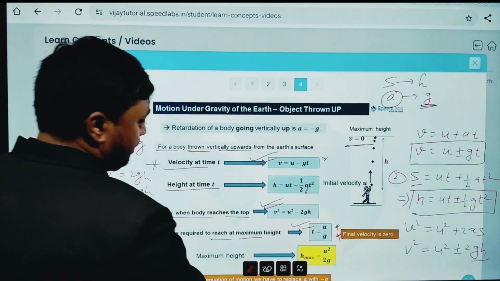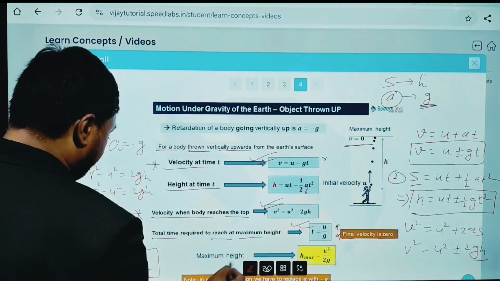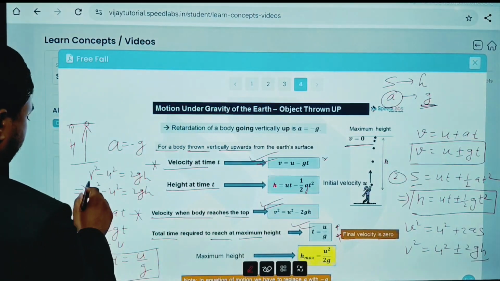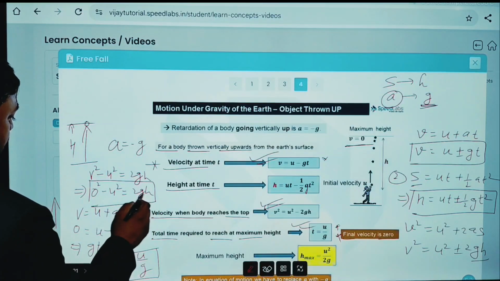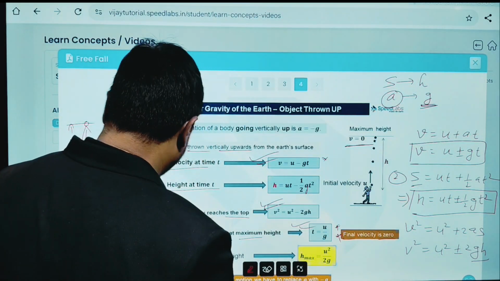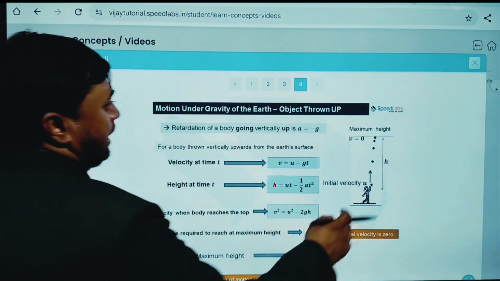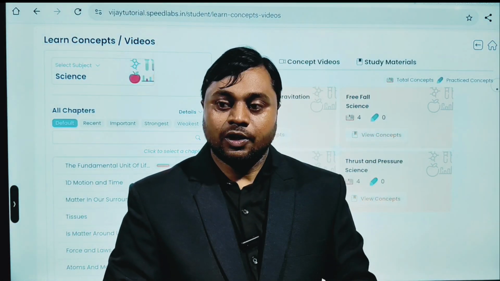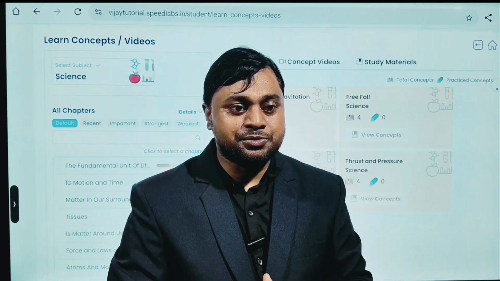So this is the expression you can remember. Okay, and what is the maximum height? That is u square by 2g. From here you can see, h is equal to u square by 2g, the value. Is it clear? We will take the numericals, that time we will discuss. So this is all about the gravitation concepts. Okay, I hope you understood these concepts.